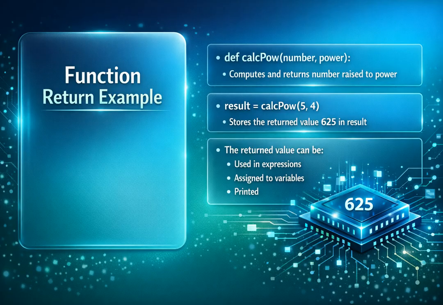Consider the function calcpow that accepts a base and an exponent, computes the result, and returns it. The calling code stores the return value in a variable, answer equals calcpow of 5 and 4. The return value is now stored in answer and can be used freely.